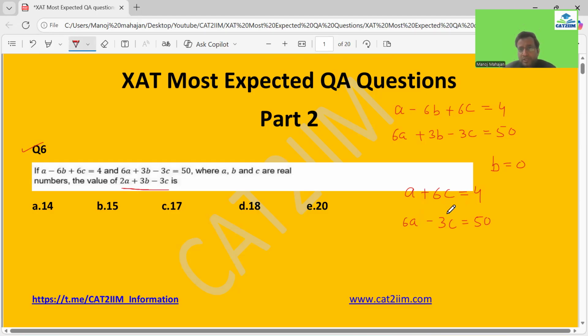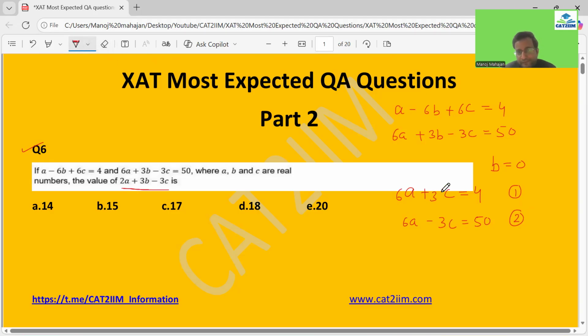Let's say this is equation 1 and this is equation 2. Let me multiply this with 6 and I can subtract equation number 2 from equation 1. So let's say if I do it, this becomes what? 6a, this becomes what?